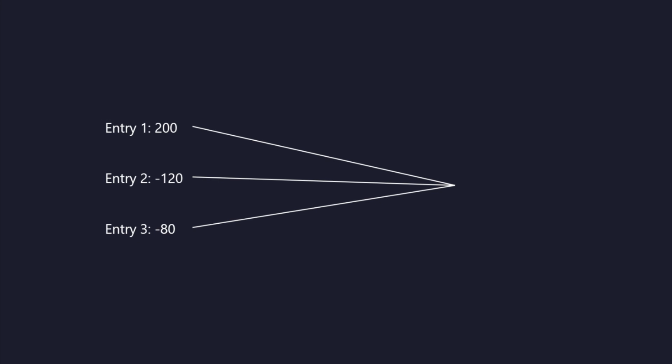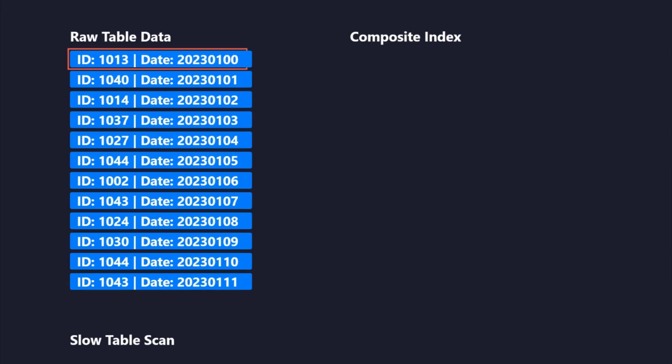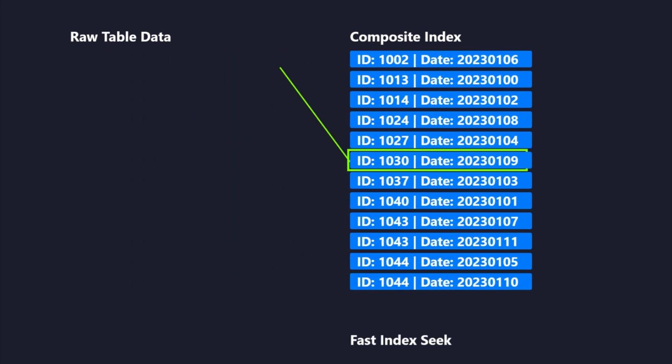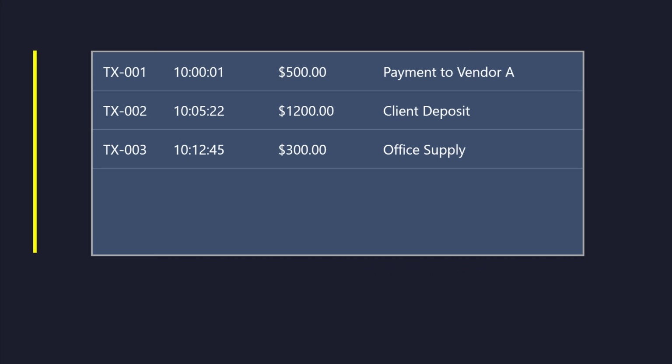Implement a database-level check constraint or a trigger that validates the sum of all ledger entries within a single transaction identifier to ensure the total is always exactly 0 before committing. Apply a composite index on the account identifier and the transaction date columns to ensure that generating account statements and general ledger reports remains fast even as your table grows to millions.